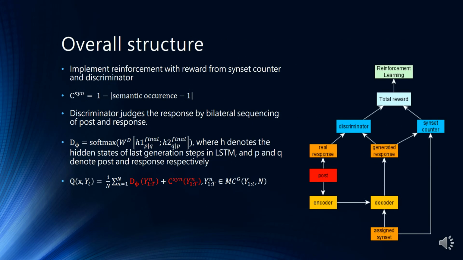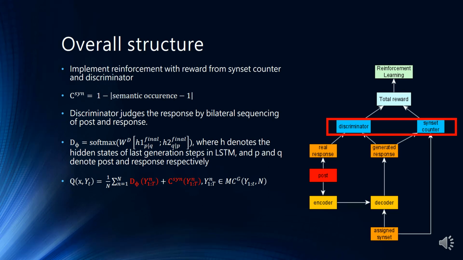We hope our generated sequence can include the desired semantics and does not repeat. Also, the sequence has to be correlated to the post. Therefore, we change the scoring formula of the original sequence scan. The scoring formula now includes rewards from a sense counter and also a discriminator. The sense counter has the following formula and will be maximized when the desired sense only appears once.